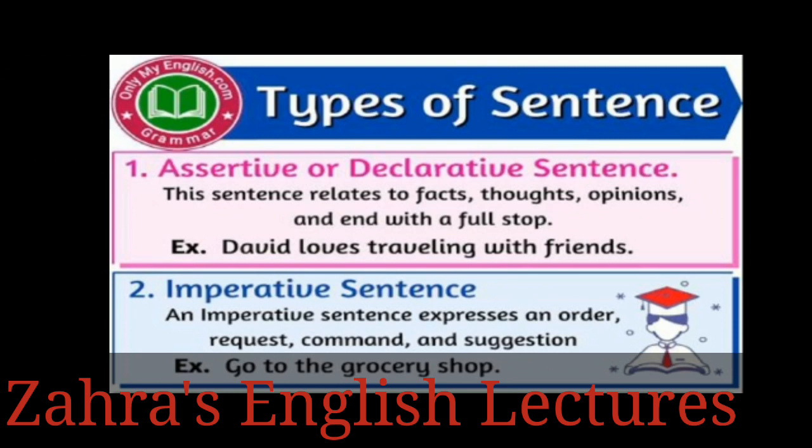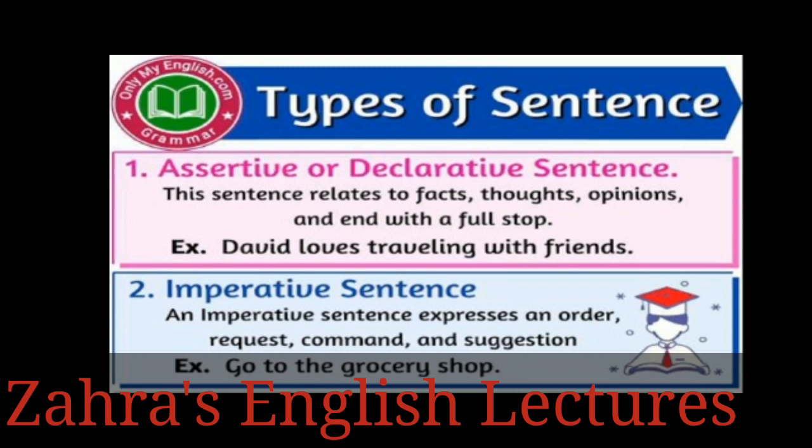Number one, assertive or declarative sentence, which is also called a statement sentence. This sentence relates to facts, thoughts, and opinions, and ends with a full stop. Full stop is the British English term, and in American English we call it a period. For example, David loves traveling with friends. It's a complete thought, a complete sentence. David is the subject, loves is the verb, and traveling is basically the object.